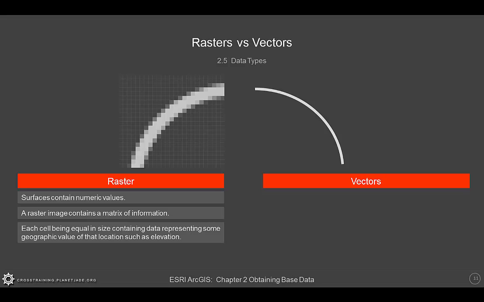Each cell is going to be equal in size, containing data representing some geographic value of that location, such as elevation. So for the sake of discussion, let's just say that maybe this little grid thing that we're seeing up here on the left is elevation data. All the colors that are very dark would be very low in elevation. All the colors that are very bright would be very high in elevation, and everything that's in between would be elevation that's kind of in between the very low and very high areas. So each cell can contain a numeric value describing the elevation.